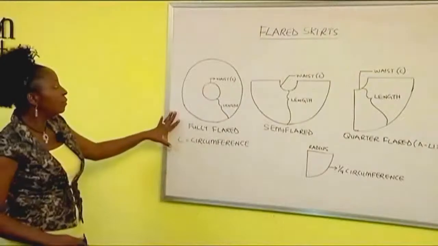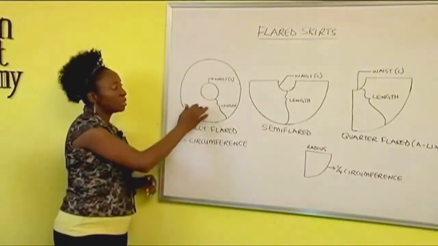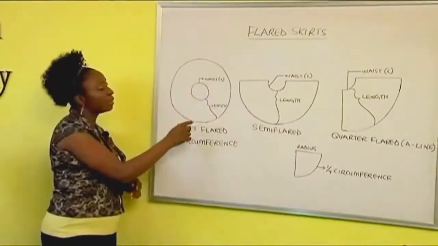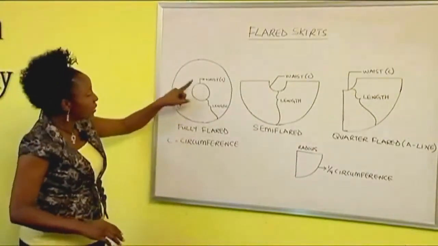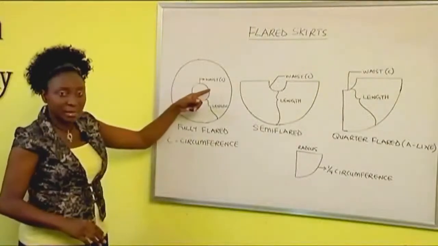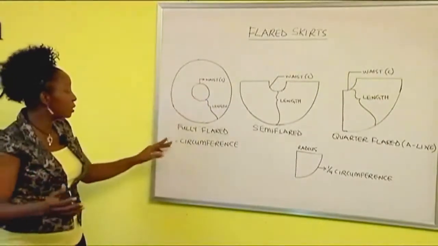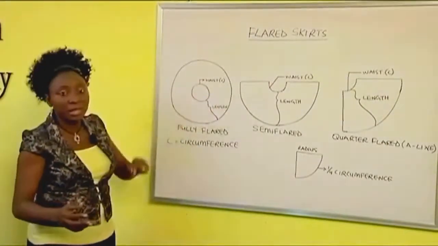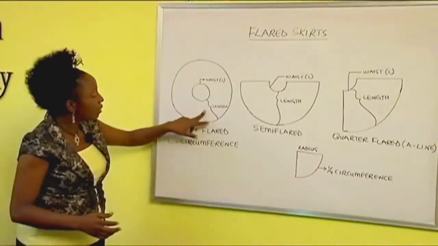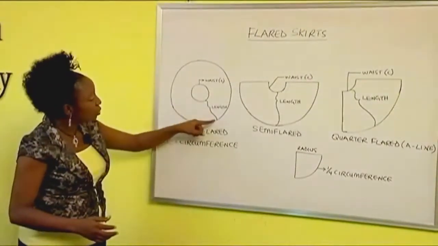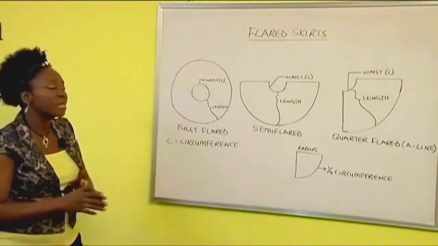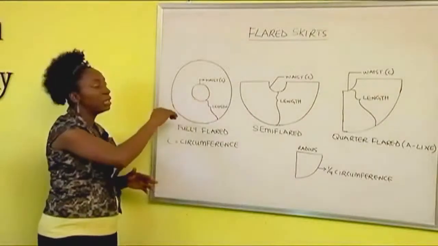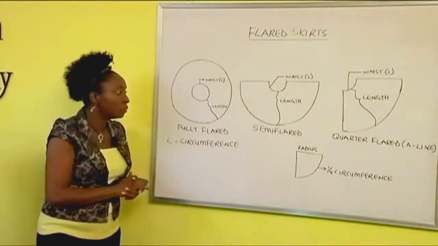As you can see, it's made up of two circles. That means you can see an inner circle and an outer circle. What I have done is to show you that this inner circle represents the waist, which mathematically is called the circumference. That's what the C is for. Then the length is here, in between the two circles. The fully flared skirt is made up of a full circle with an internal circle.